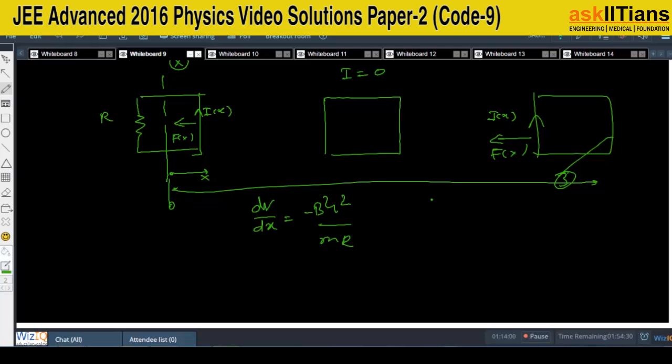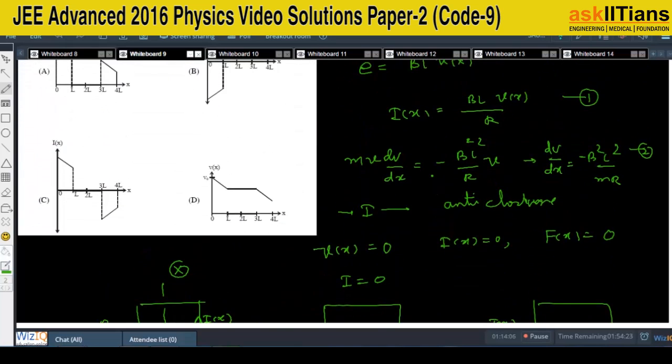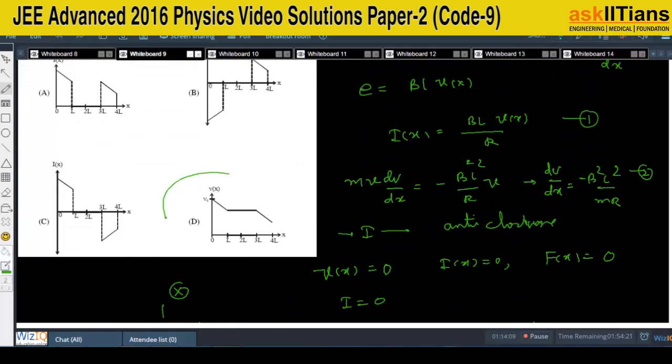So from this relationship we got option D for velocity as a function of x, as well as the function for current, option C, because this is given for clockwise and this is given for anti-clockwise, and we will consider that there is not any current in between when the loop was there in the magnetic field.